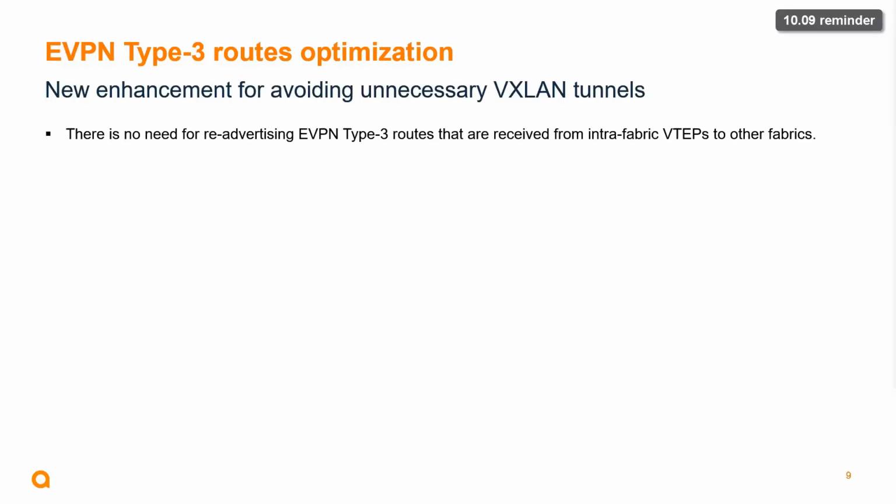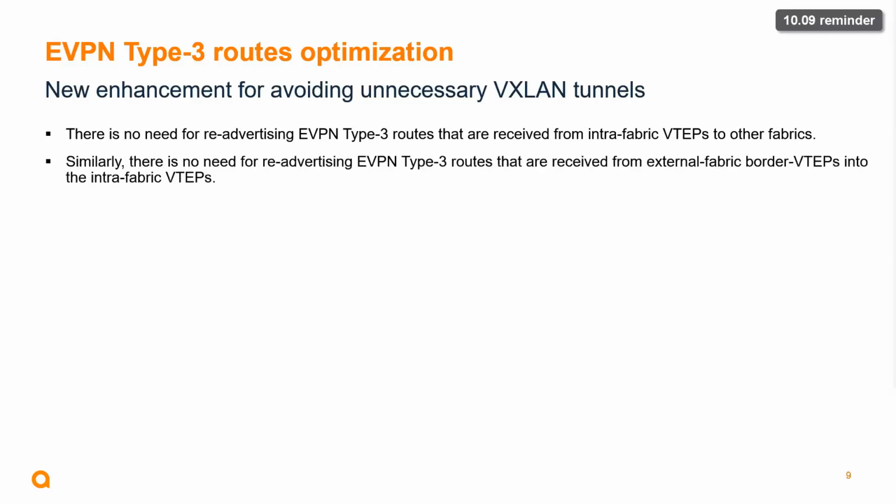So remind that the type 3 routes are the routes that are used for BUM. So any BUM traffic, and this is the route that is used to construct the VXLAN tunnels dynamically between VTEPs. So it's pointless to re-advertise those routes that are inside the fabric to outside of the fabric, right? Because we don't want to have VXLAN tunnels between leaf of fabric 1 to leaf of fabric 2, right? So this was explained in 10.09.